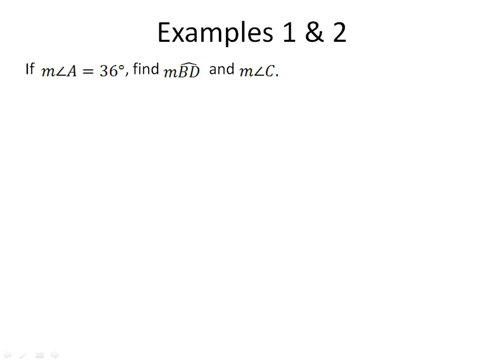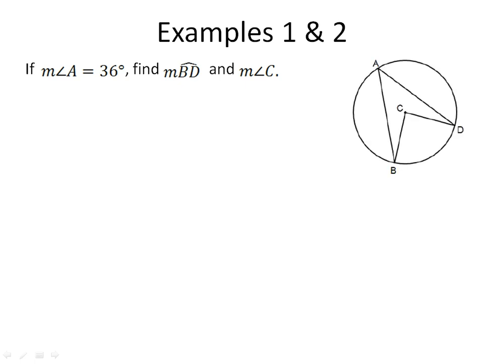Alright, so if the measure of angle A is equal to 36 degrees, they want us to find the measure of arc BD and the measure of angle C. So what we have here is a quadrilateral composed of two basic angles pointing together, looking something like an arrowhead. One of these is a central angle, with its vertex at C, and this angle and the arc BD are going to be the same measure.